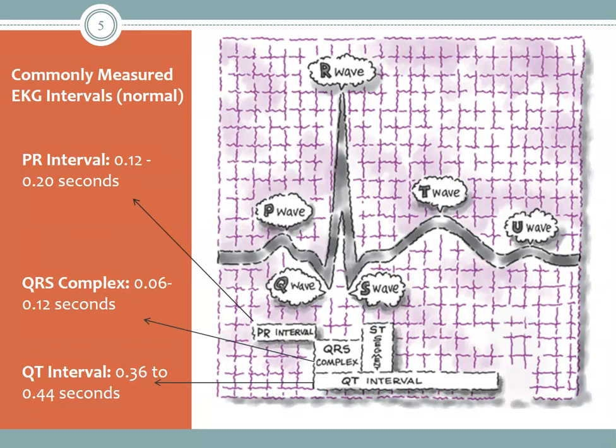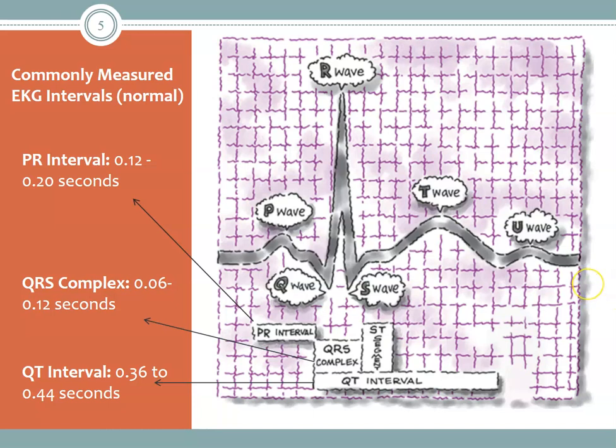So looking at the heart wave, we measure the normal intervals between each of the different aspects of the wave of the heart. We do this because it gives us an idea if something is going wrong in the body, if there's an electrolyte imbalance, if the patient's having a potentially dangerous arrhythmia, if they're having a heart attack, and so forth. So it's important that we know each of these.